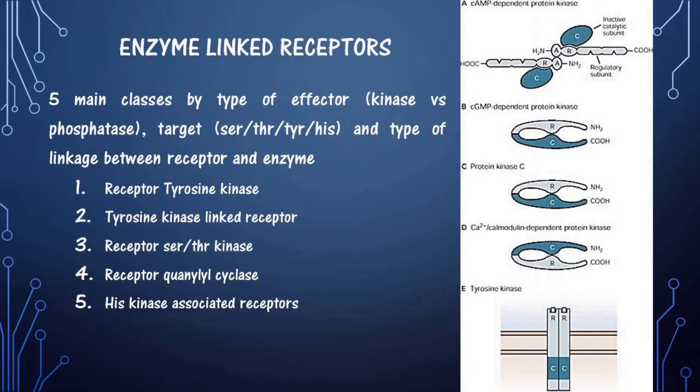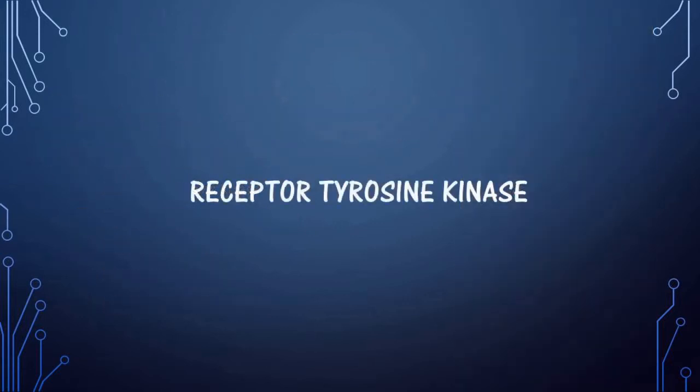And then you have the receptor serine threonine kinase, where the active site mainly contains serine or threonine, which is why it's called serine threonine kinase. Then receptor guanylyl cyclase, and histidine kinase associated receptors. So these are the five types of enzyme linked receptors. First we'll look into the receptor tyrosine kinase.